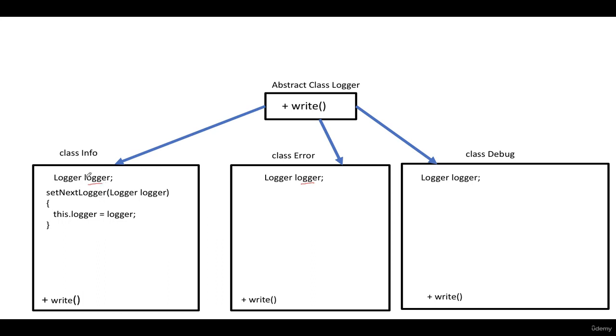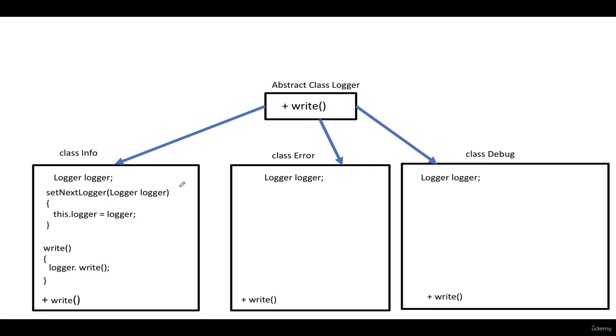Then we have the method setNextLogger, and here we are passing the instance of this logger class, and then setting that in this specific object, that is the logger we have. Then we have the write method, and in the write method we are calling the write method of some different class. So here we will see how this chain of responsibility will flow between the classes.